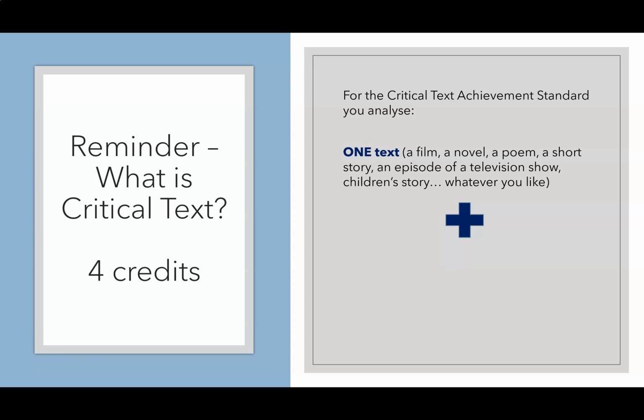That can be a film, a novel, a poem, a short story, though with poems and short stories, we might often recommend that you look at more than one. It depends a little bit on what the poem is, how long it is, or how long the short story is. Sometimes it makes sense to look at collections of those, just so you've got a bit of evidence. You might also want to look at an episode of a television show or a children's story, whatever you like, really.